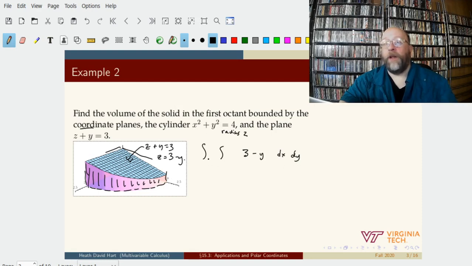The y-coordinate goes from 0 to 2. And then if we travel through the region in the x direction, we enter the region along this wall back here where x is equal to 0, and we leave the region along this pink cylinder here. Well, we have to write what x is equal to, and so x squared is equal to 4 minus y squared, and so x is equal to the square root of 4 minus y squared. And that will be the upper boundary of this integral.